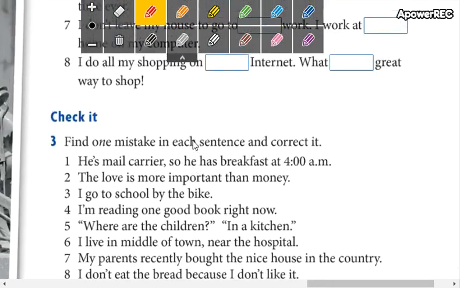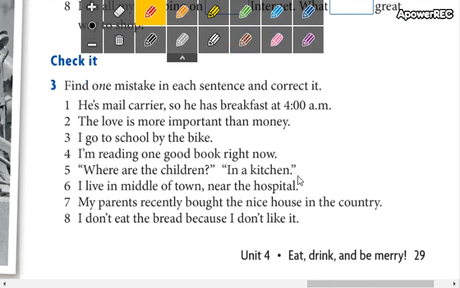And then, check it. You continue working in pairs or threes and find one mistake in each sentence. Todas las oraciones tienen un error. So, form your groups and find the mistake and correct it.